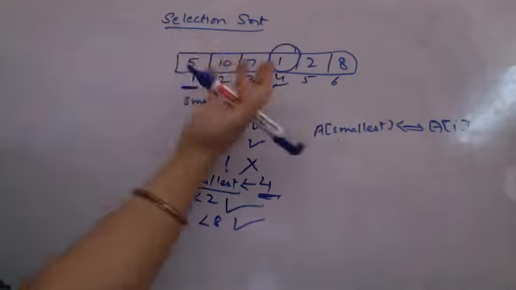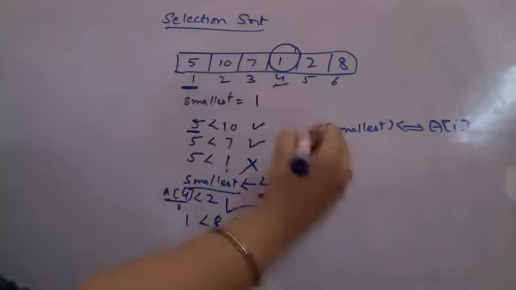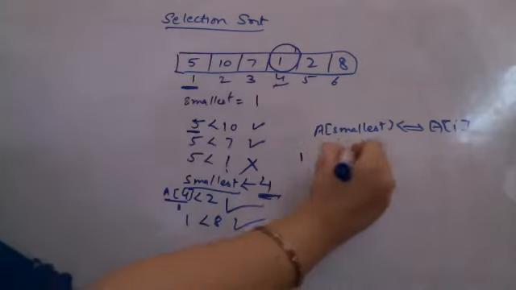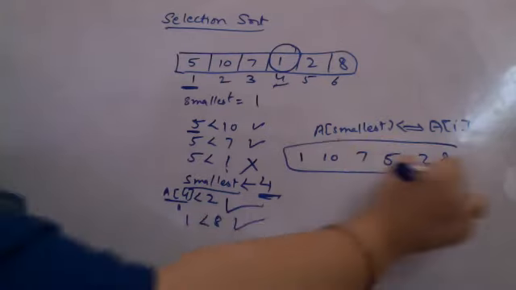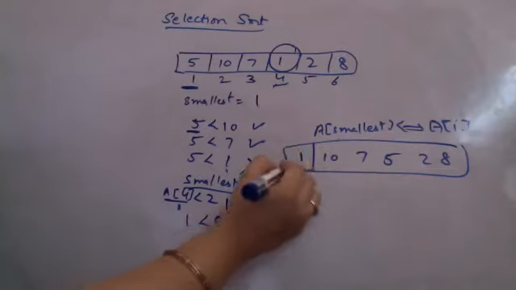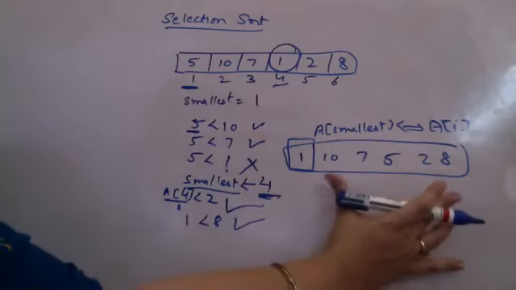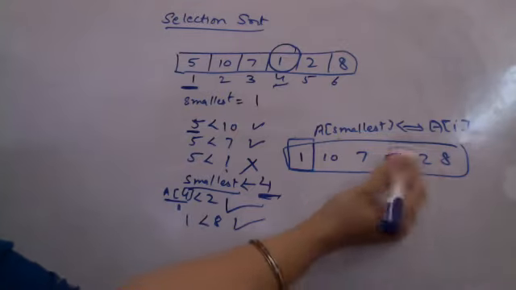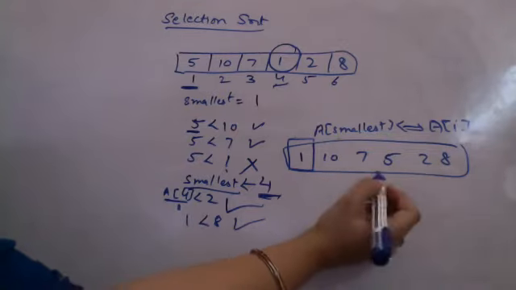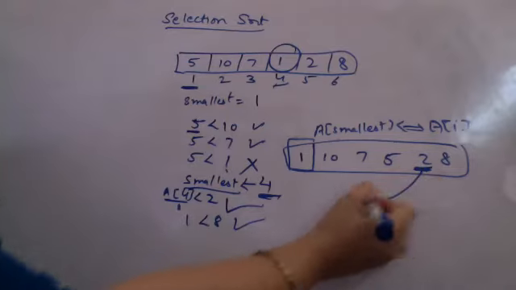Okay. So after swapping, after the first pass, what will happen? 1 comes here. 10, 7 remain here, 5 comes here, 2 and 8. So after the first pass, the smallest element has come in here. Now this is the remaining array. I repeat the same procedure. I pick up the smallest element and swap it with the second element. So the smallest here is 2. I will be swapping 2 with 10.